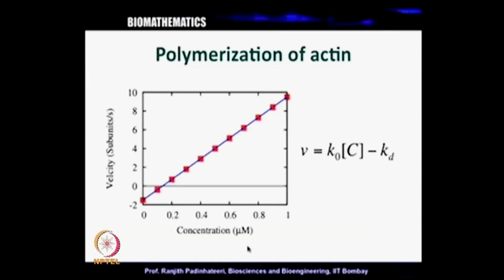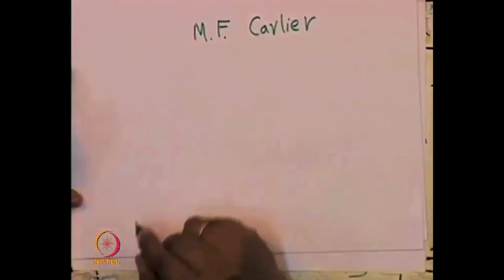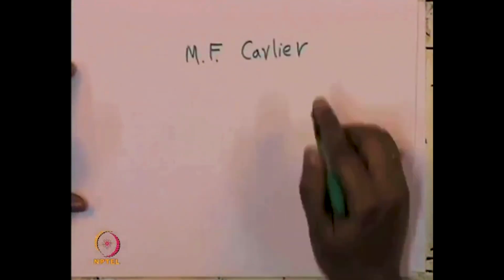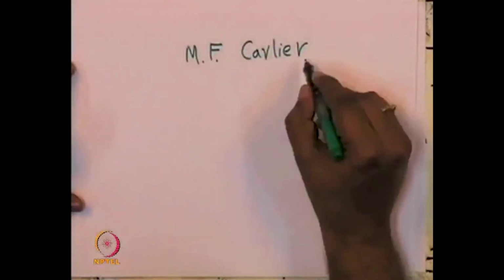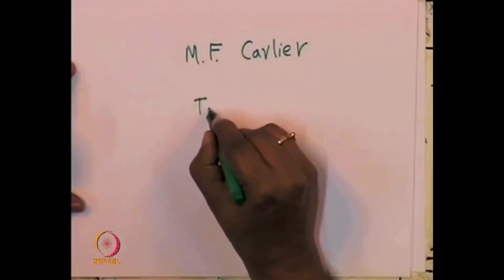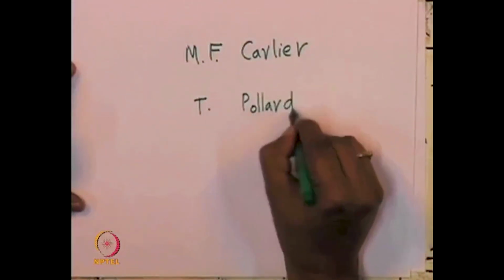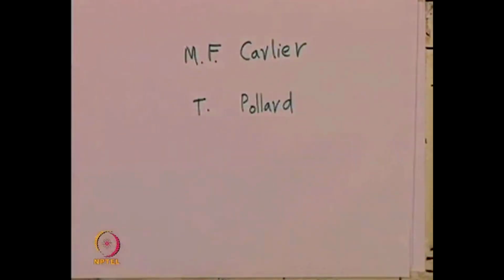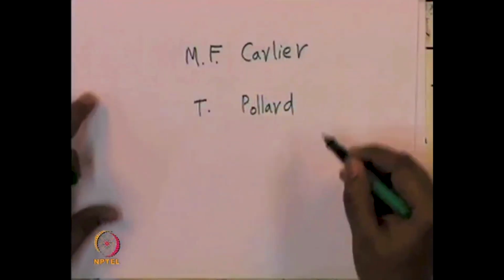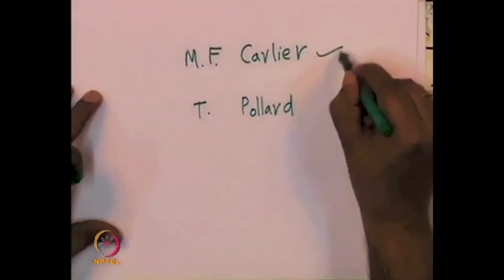One person who did it is M.F. Collier. You can look at the papers of M.F. Collier, or you can look at the papers of T. Pollard. These are two scientists who did experiments on actin polymerization. So, look at the papers of Collier and Pollard.